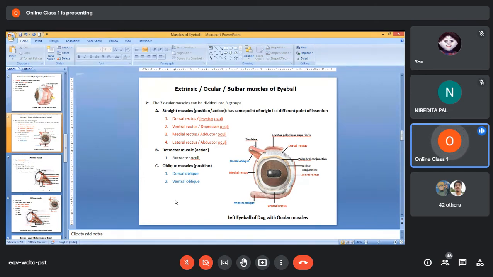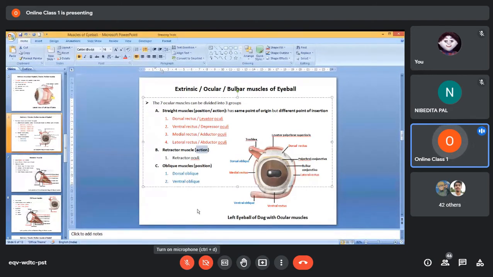Suppose you bend down, your eyeball doesn't come down, isn't it? It is held in position by a group of muscle. When we bend our head down like this and look at the ground, gravity will try to pull our eye, but our eye doesn't bulge out or come out. Why? Because you have a muscle at the posterior aspect of the eyeball which holds the eyeball in position, and that muscle is called the retractor oculi muscle. So the name is based on its action because it retracts the eyeball inside the orbit.